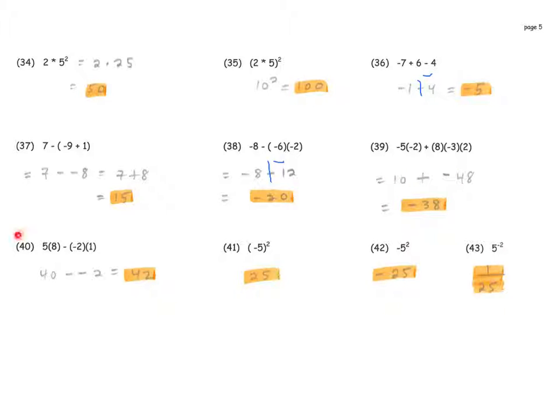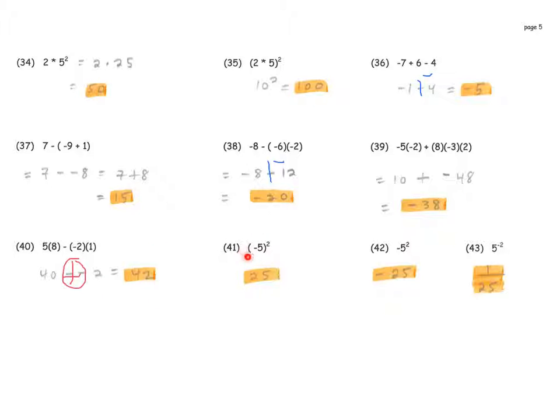-38. Number 40, I did 8 times 5 is 40 first, skipped the subtraction and figured out what -2 times 1 was. That gave me a negative from here and a subtraction from here. Minus minus makes a plus. So again, you can just change this to plus if you want to, and 40 plus 2 is 42.